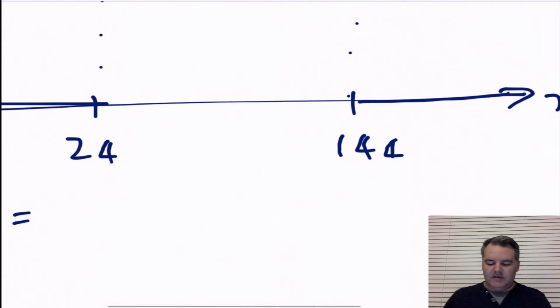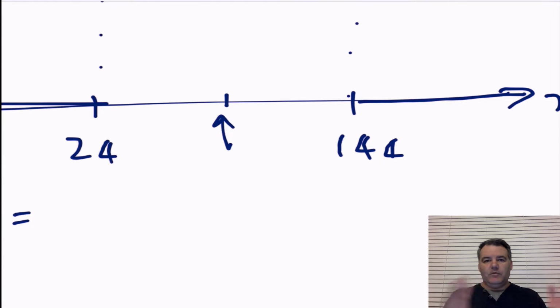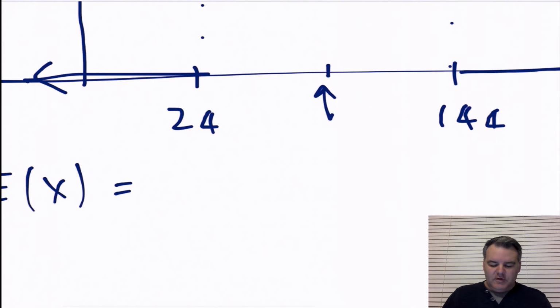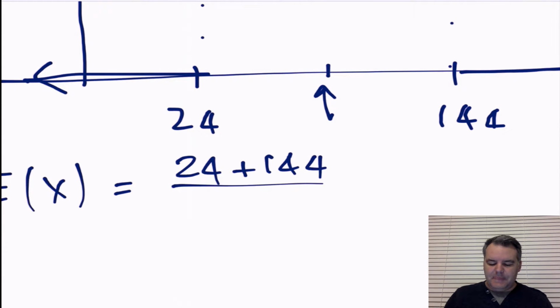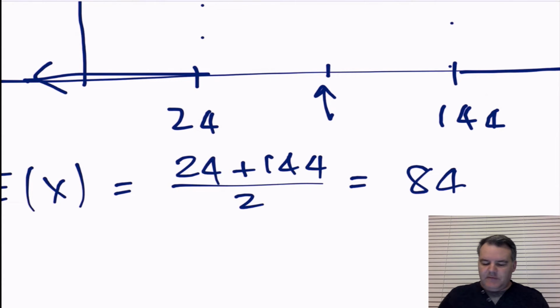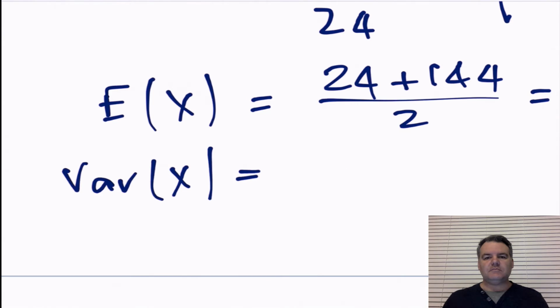The expected value of x is going to just be halfway between 24 and 144 because it is a uniform continuous random variable. So it's just the average of 24 and 144. And when you do that, you should get 84. Okay, so that's 84 right in the middle. So that's the expected value or the average or the mean of this continuous random variable.